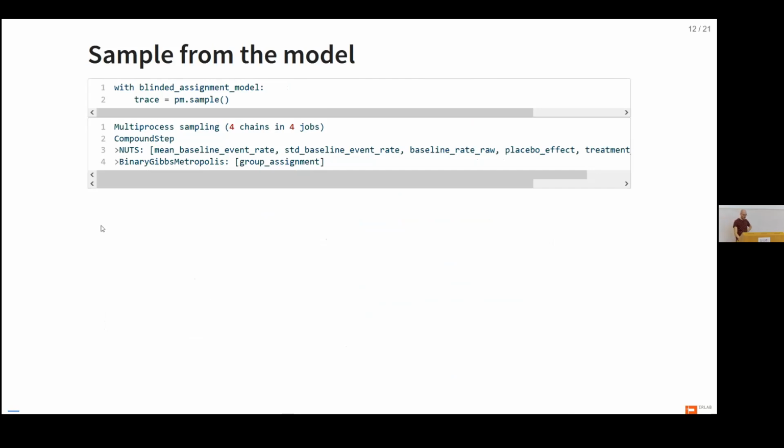If you do this, you will see that PyMC samples fine, but it uses a slightly strange compound step. It uses the efficient NUTS sampler for all the continuous parameters, but this group assignment variable is discrete and cannot use NUTS, so it has to use a less efficient Metropolis sampler. But for such a small data set and small model, it runs fast enough anyway, so it's not really a problem.